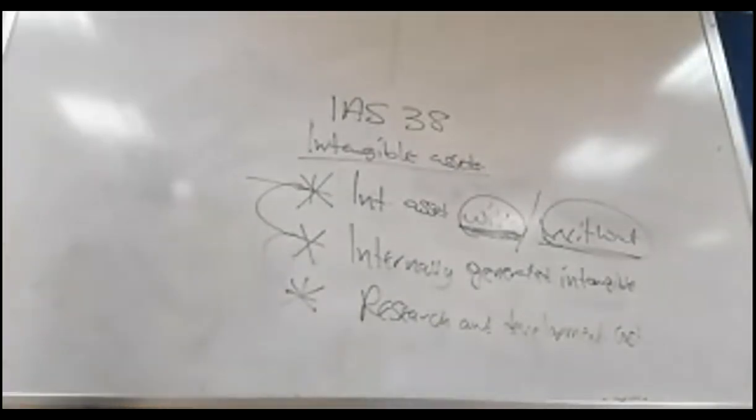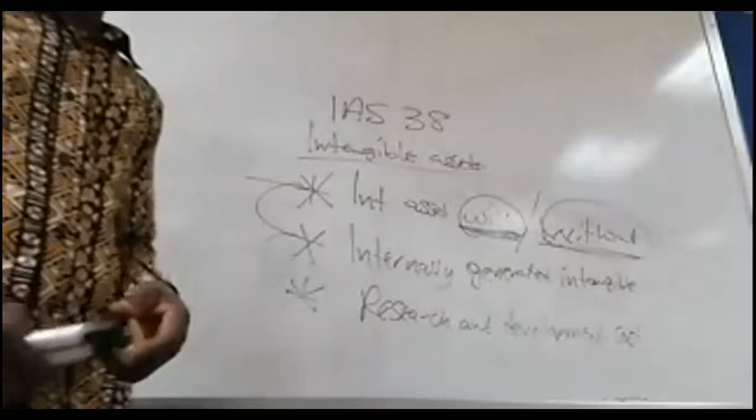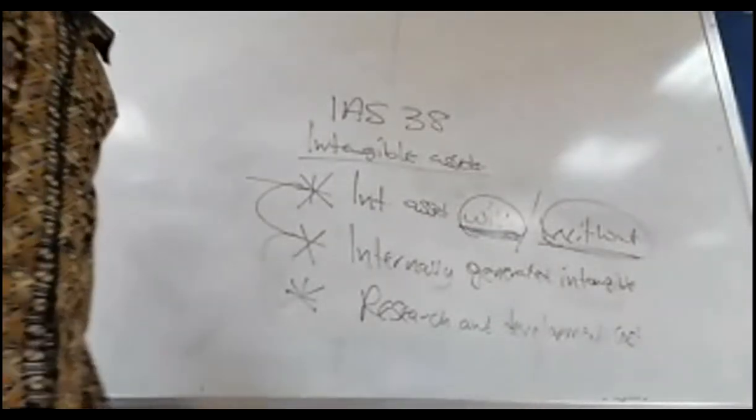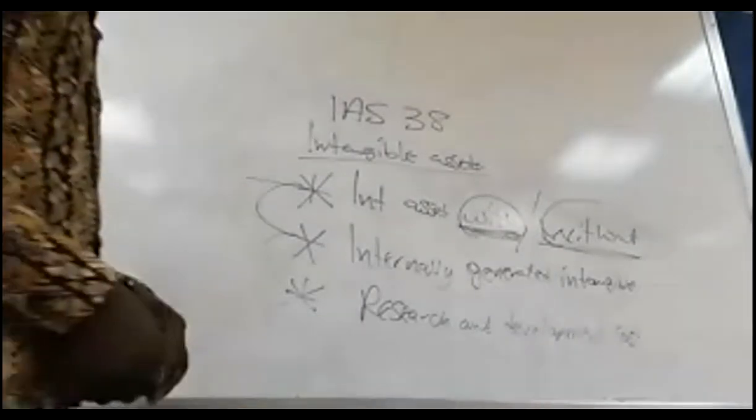Intangible assets without definite life, we don't amortize them. Instead, we test for impairment annually. Every year, we test for impairment. Good. The same thing applies to land.